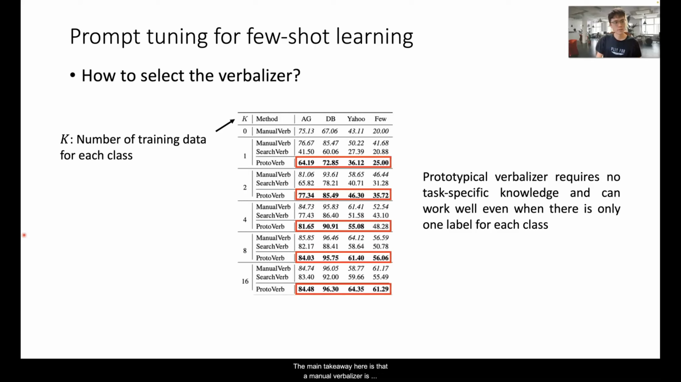The main takeaway here is that a manual verbalizer is mostly the best no matter how much training data you have. However, the prototypical verbalizer is a nice choice if it is hard to select a word for each class.